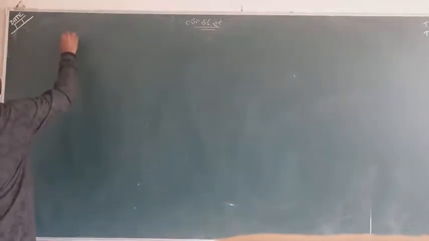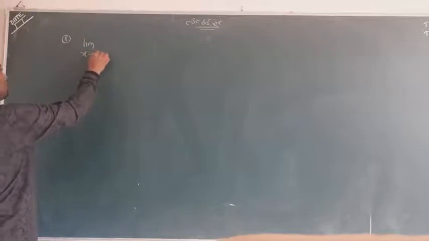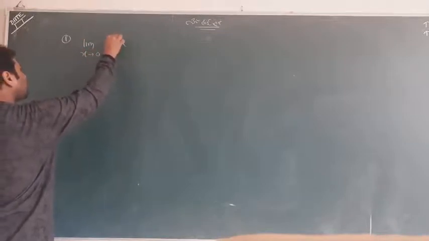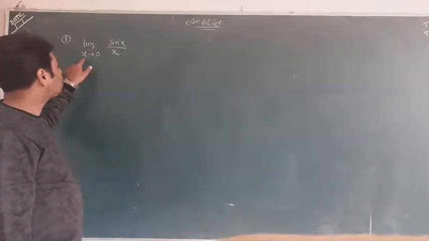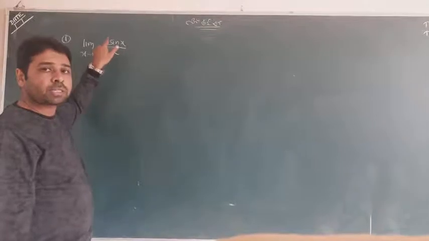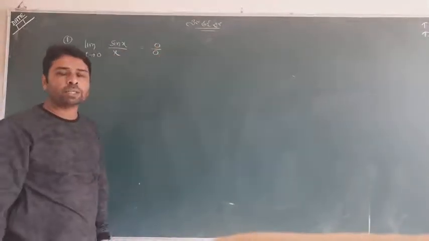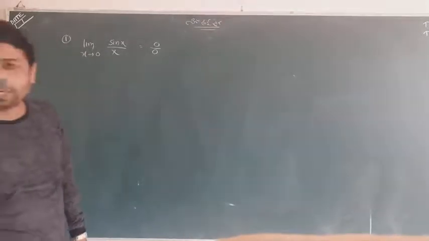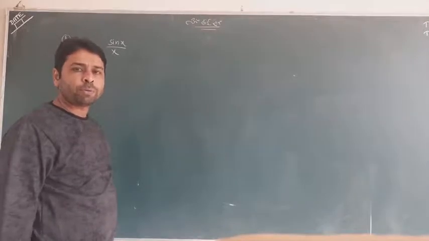Can you see here? This is the first one I am telling you: limit of x tends to 0, sin x upon x. This is a very good concept. When you put x tends to 0 here, sin 0 upon 0, and sin 0 itself is 0, so 0 upon 0 is not defined. When it is not defined, it means that you have to simplify the term.